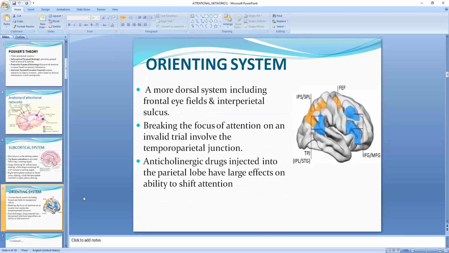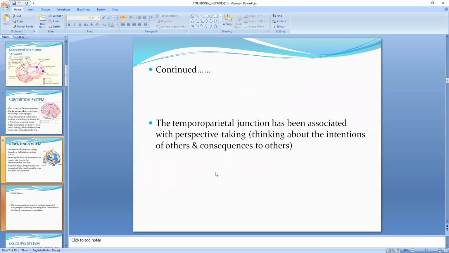Now we will see the orienting system. It is more dorsal system, including frontal eye field and interparietal surface. Here in this diagram, this yellow portion shows the frontal eye fields, and this is interparietal sulcus. Breaking the focus of attention on an invalid trial involves the temporoparietal junction, as we will see on the further slides. Then anticholinergic drugs injected into the parietal lobe have larger effects on the ability to shift attention. The temporoparietal junction has been associated with perspective taking, that is thinking about the intentions of others and consequences to others.